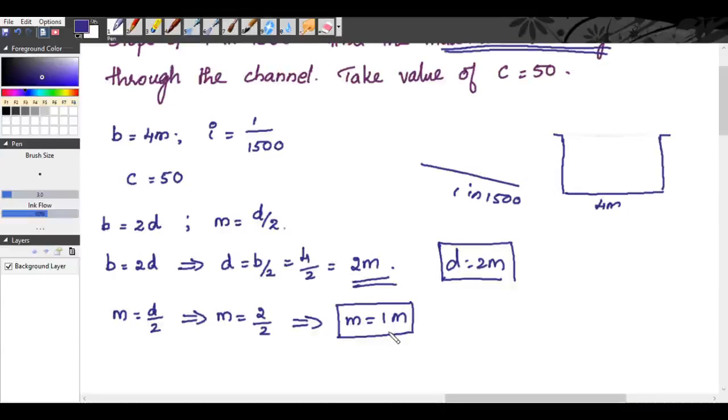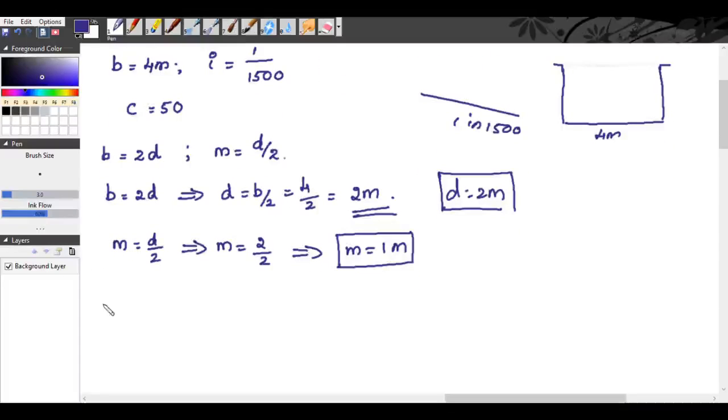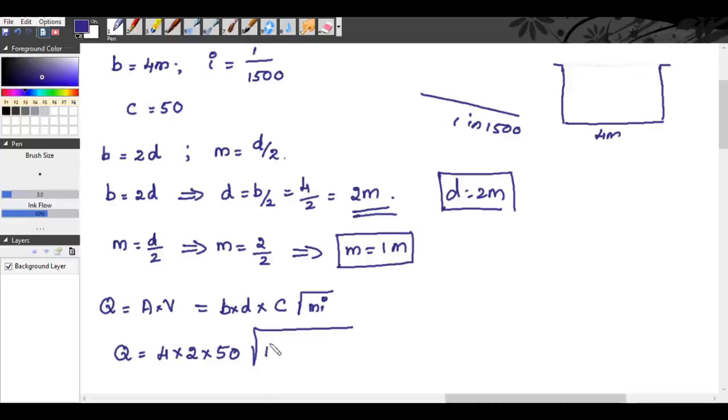Now we know what is the discharge. So discharge will be equal to area into velocity. So that is area B into D multiplied by velocity. We will use Chezy's formula C into root of mi, from which we get Q is equal to B is given as 4 meter, D is 2 meter, C constant is given as 50, Chezy's constant, into square root of m is 1. So 1 square into i is 1 by 1500, from which we get Q is equal to 10.328 meter cube per second.